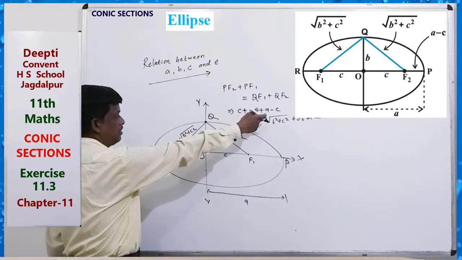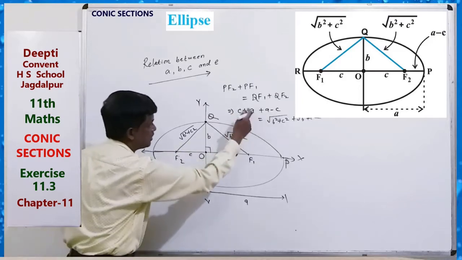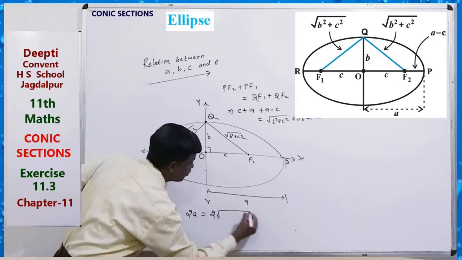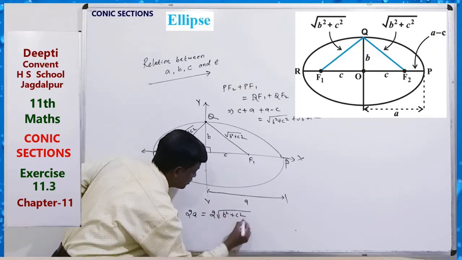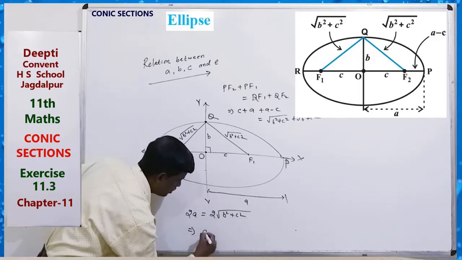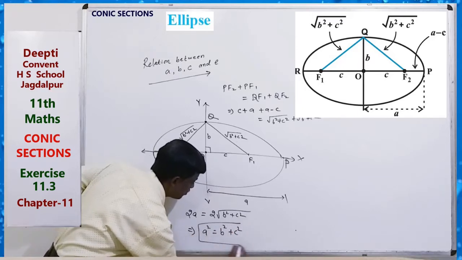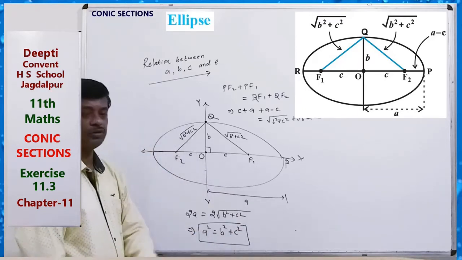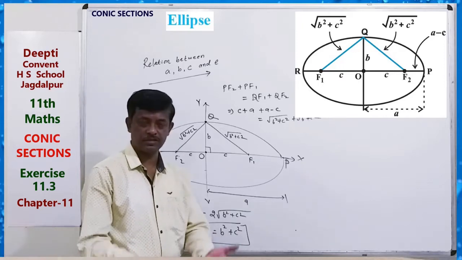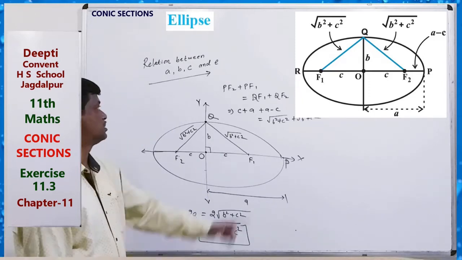From here, C and C cancel, giving 2A equals 2 times root of B square plus C square. By cancelling 2 and squaring, A square equals B square plus C square. So this is our relation: A square equals B square plus C square. Semi-major axis, semi-minor axis, and C is the distance of one of the foci from the center. So this is the relation between A, B, C.